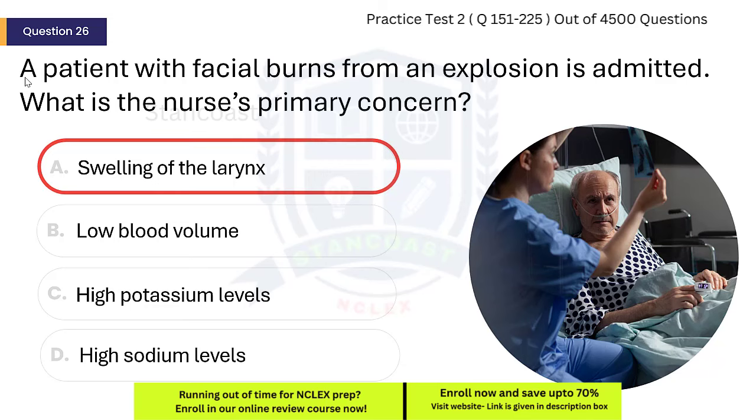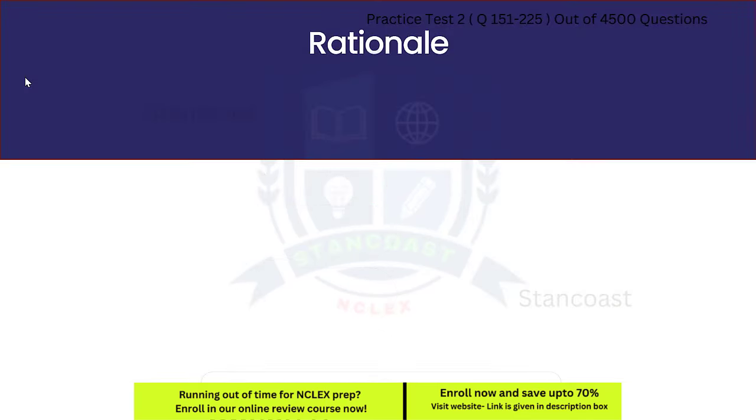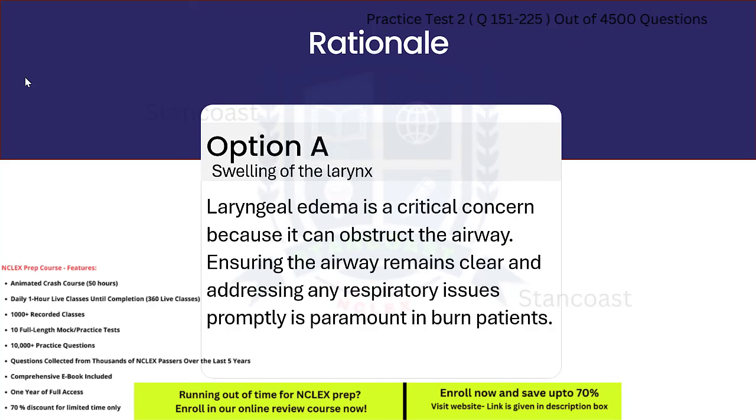Swelling of the larynx. Laryngeal edema is a critical concern because it can obstruct the airway. Ensuring the airway remains clear and addressing any respiratory issues promptly is paramount in burn patients.